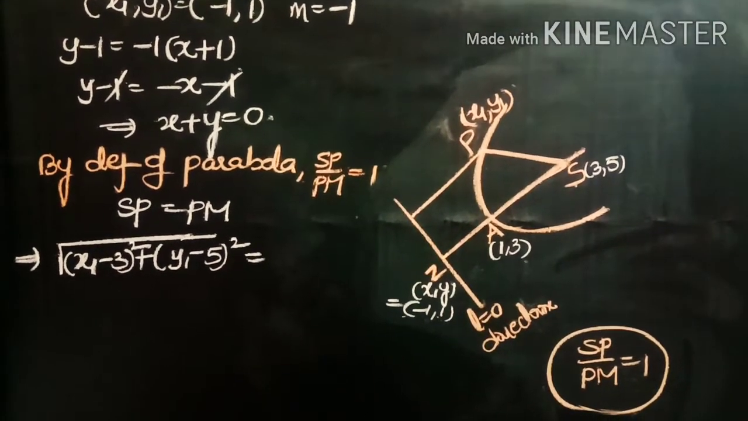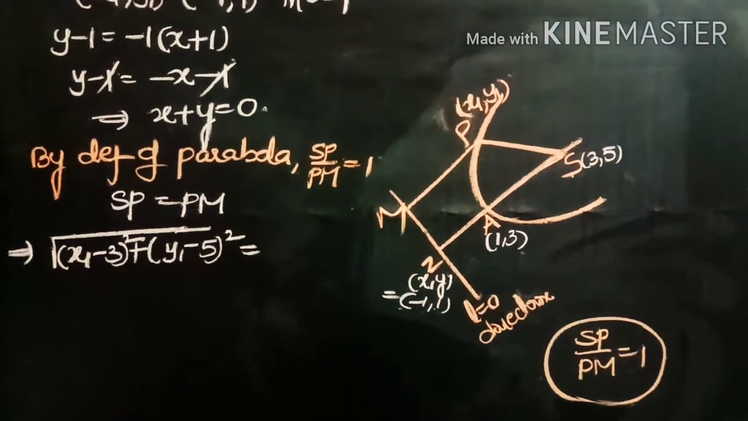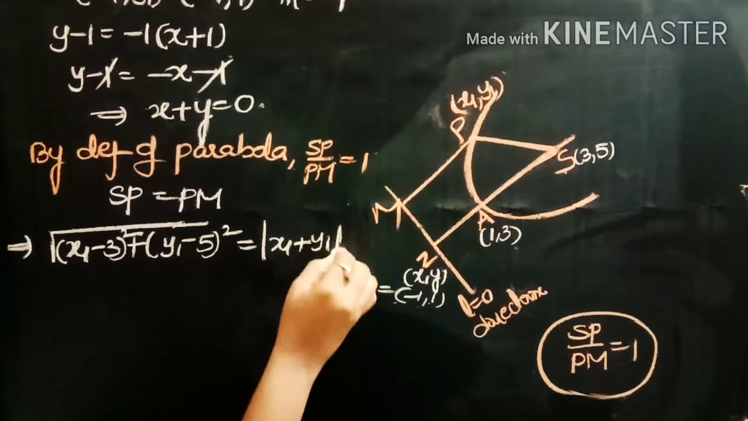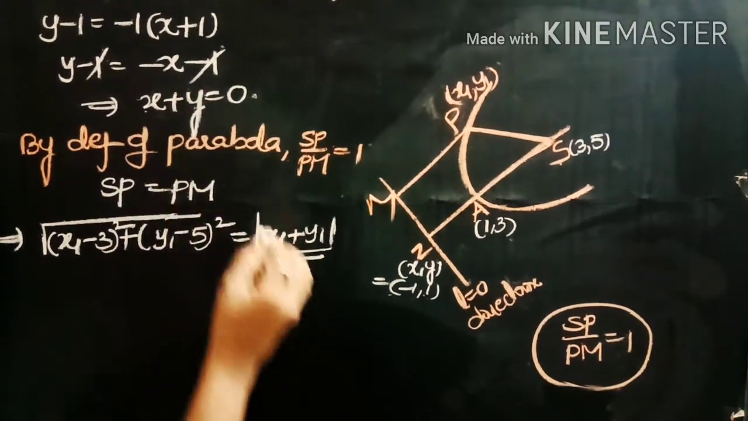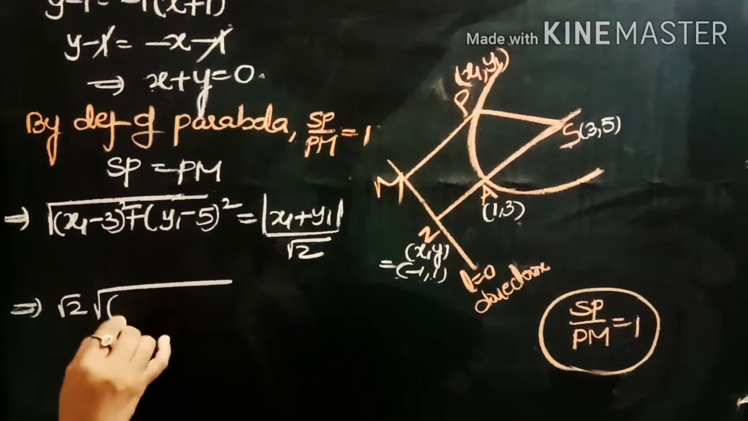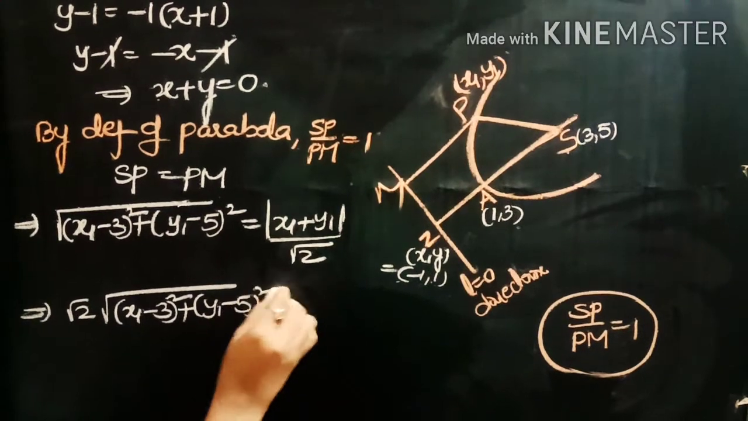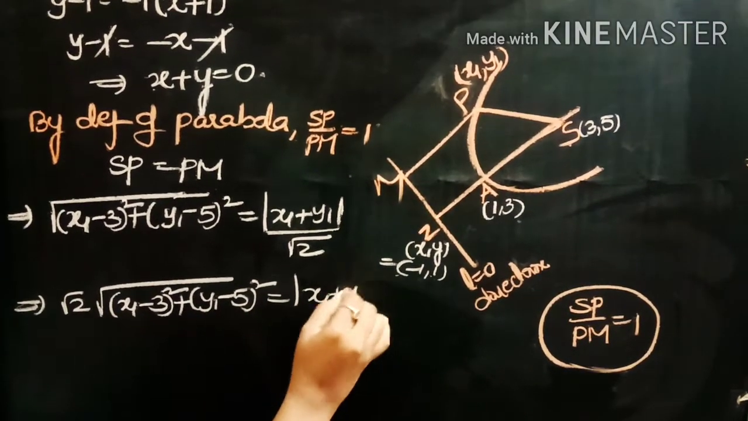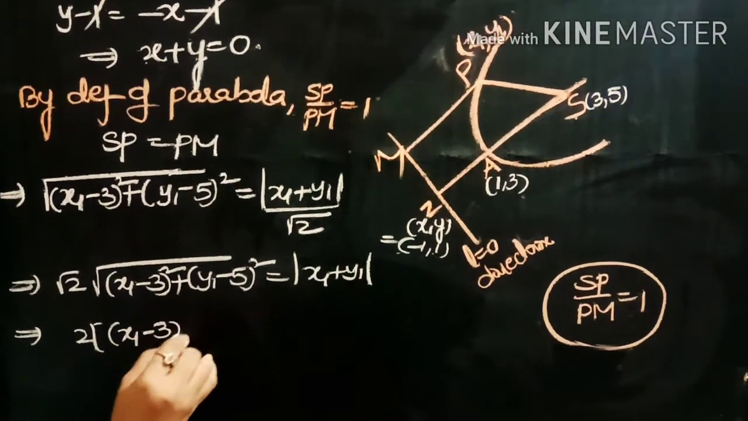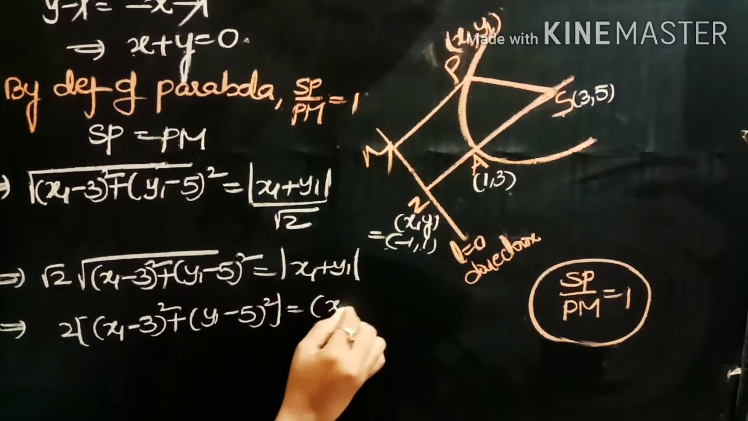PM is nothing but, here this is M, the perpendicular distance from P to the directrix, that is under modulus, for the directrix, replace the point (x1, y1) there: modulus of (x1 plus y1) by square root of 1 square plus 1 square, which is root 2. Taking root 2 across, we get root 2 into square root of (x1 minus 3) whole square plus (y1 minus 5) whole square is equal to modulus of (x1 plus y1). Now squaring on both sides, we get 2 into ((x1 minus 3) whole square plus (y1 minus 5) whole square) is equal to (x1 plus y1) whole square.